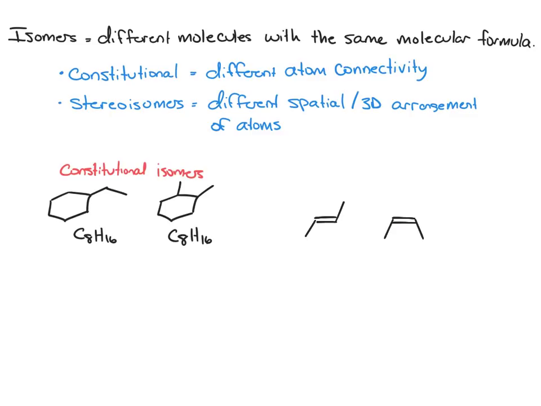In both cases, you have a four-carbon chain, so the connectivity is the same, but three-dimensionally, these are different. In this first one, you have these two methyl groups on opposite sides. On the second one, you have the two methyl groups on the same side. So these have different 3D arrangements. These are stereoisomers.